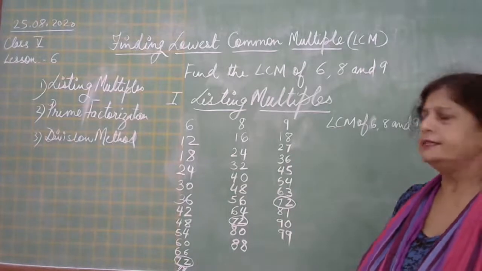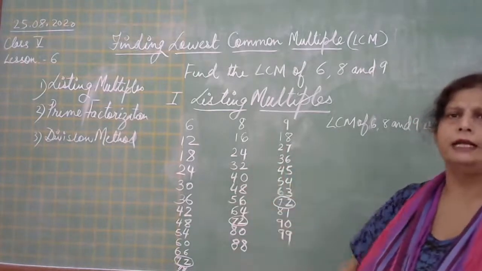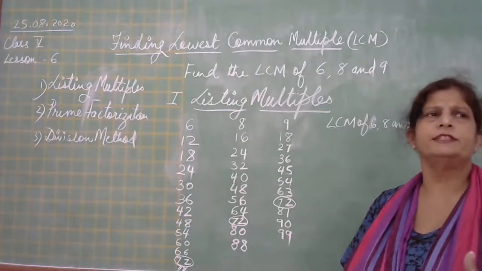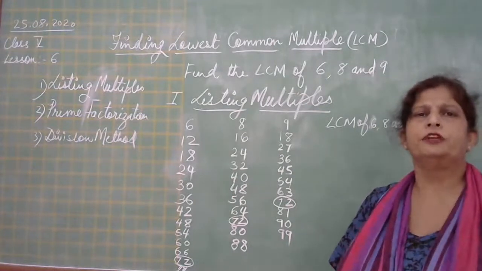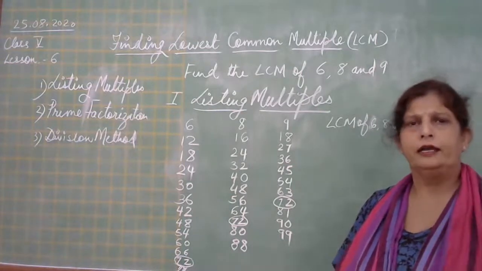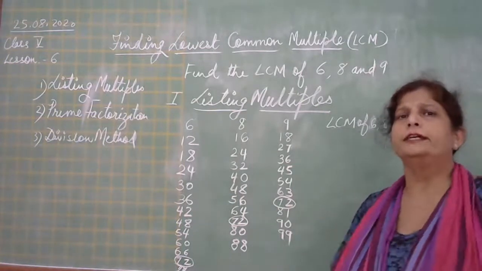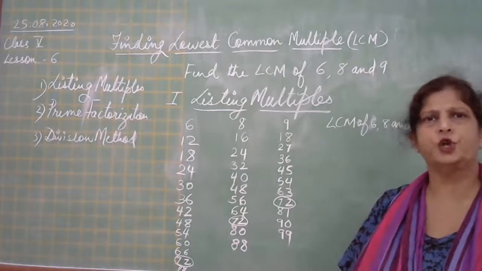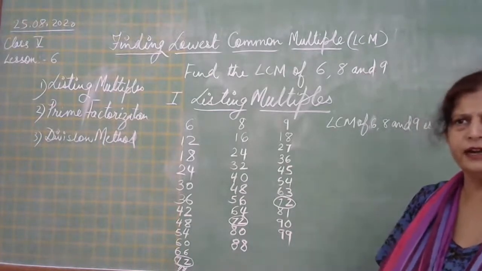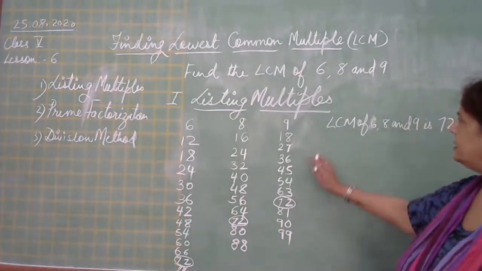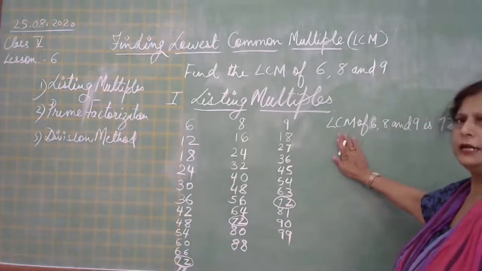Right? Children, this is called listing multiples. List the multiples of first number, list the multiples of second number, list the multiples of third number and see where you find a number which is there in all the three numbers. Clear? First number. So that will be the lowest common multiple. Am I clear, children? Is it clear to you? I hope it's clear. So this is called listing multiples.